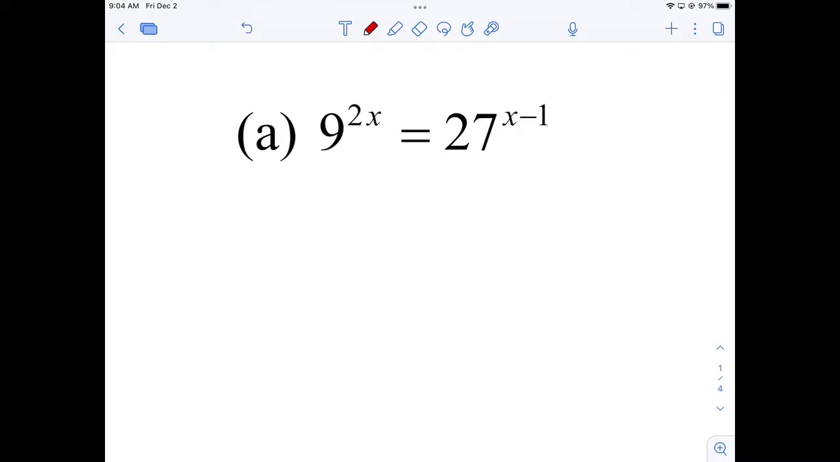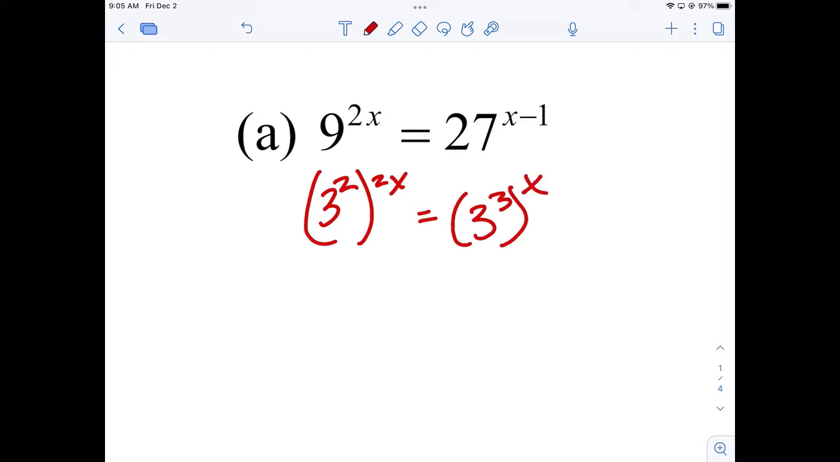No. But 9 and 27 are both powers of what? 3. So that's what we're going to do. We're going to get the bases the same, and the first step is to find that common base. And in this case, it's 3. So this becomes 3 squared to the 2x, and this becomes 3 cubed to the x minus 1.